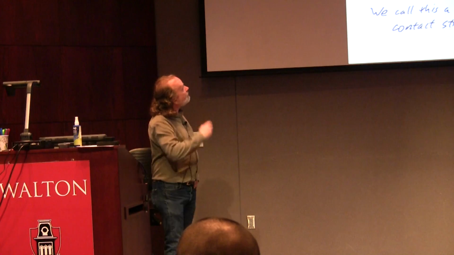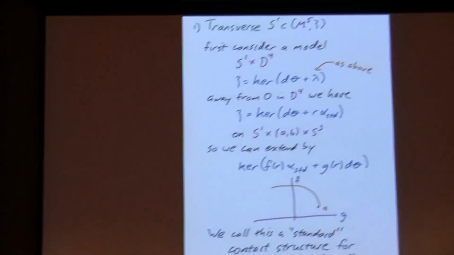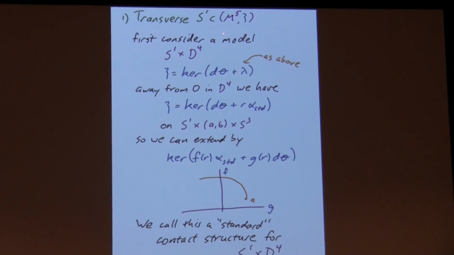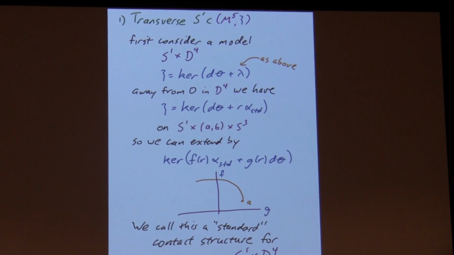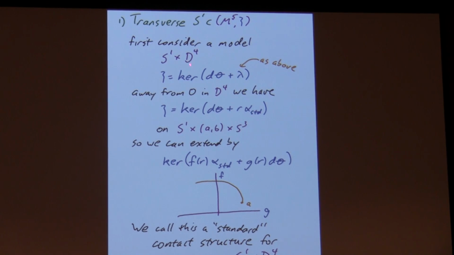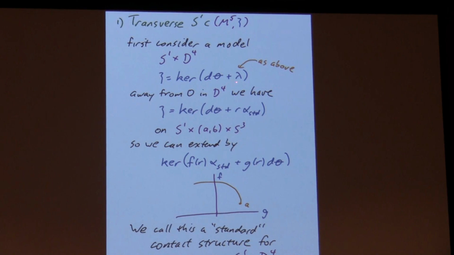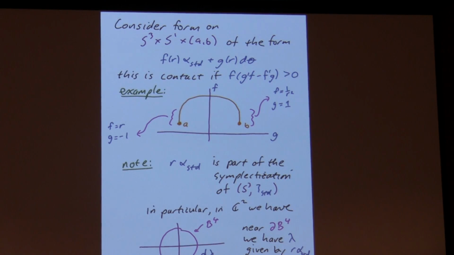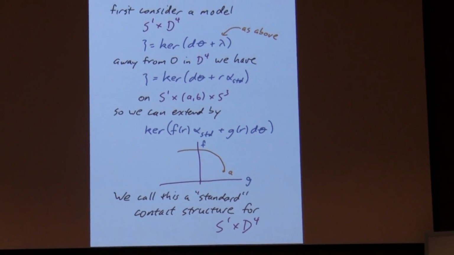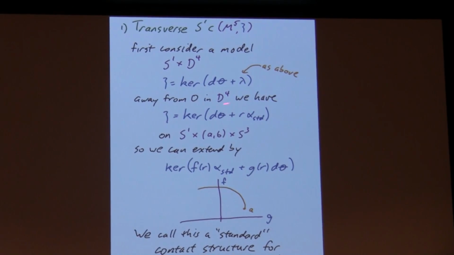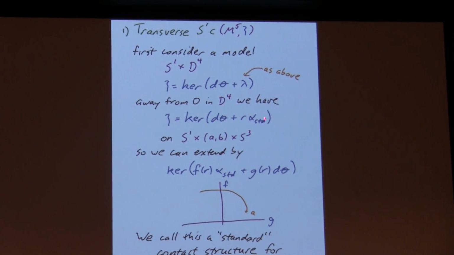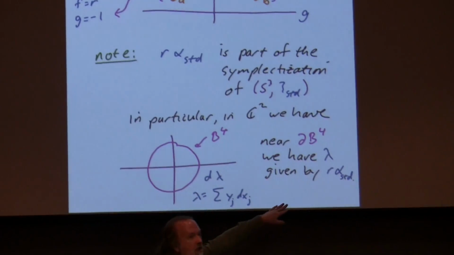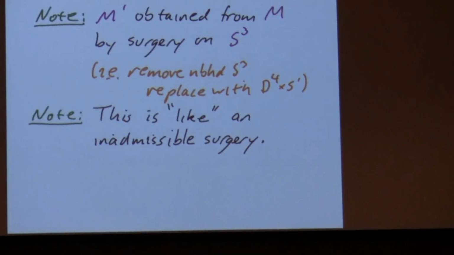OK, great. All right, so what about transverse surgeries on an S1? Well, if you have an S1, we can certainly make it transverse to a contact structure. That's very easy to do, even in dimension 5. And it'll have a neighborhood that looks exactly like this, d theta plus lambda. Away from 0, we can write it like this, because we said before that this lambda, away from the origin, we can write as r times the standard contact structure.